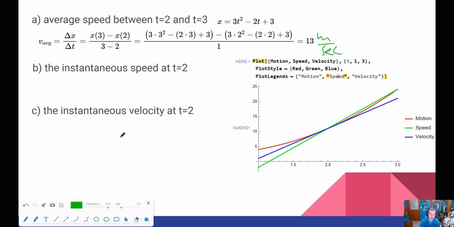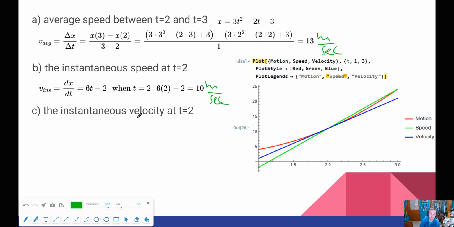So then the instantaneous speed at t equals 2, well, what we're going to be doing for this is just taking the derivative, right? We have our function, and if you take the derivative with respect to time, you get 16 minus 2. And then if you plug in t equals 2, you get out 10. So the instantaneous speed at t equals 2 is 10 meters per second.